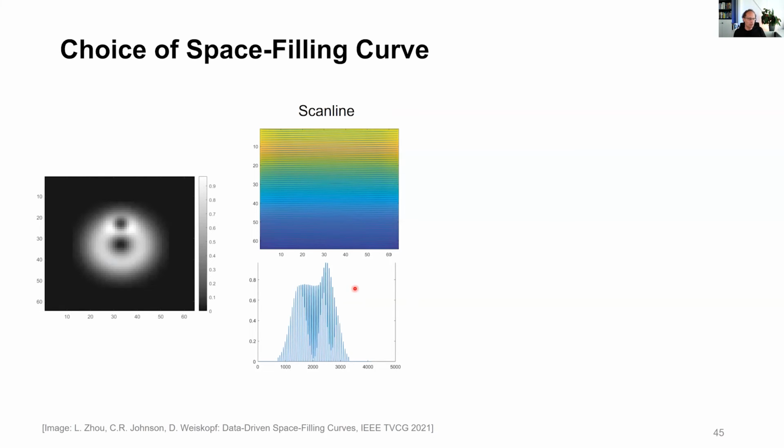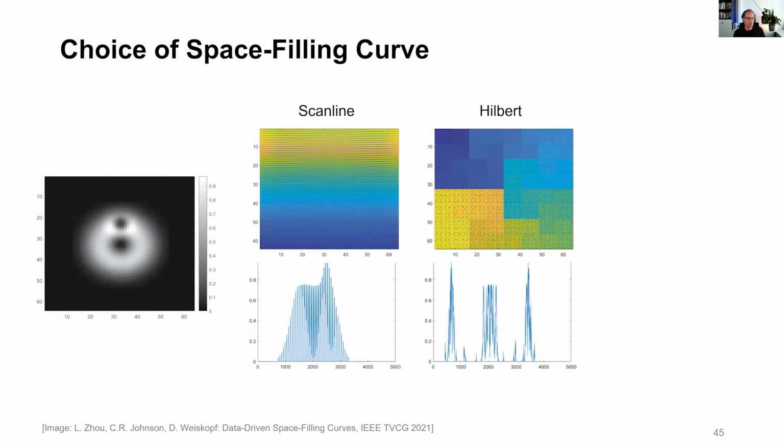And at the bottom image, we see along the curve the data values. And what you see is that the data values are jumping up and down at a very, very high frequency. So this is not a very good mapping. In fact, the spatial neighborhoods are completely destroyed because the scan line jumps from one side to the other. It keeps on jumping. So you have to do something better here.